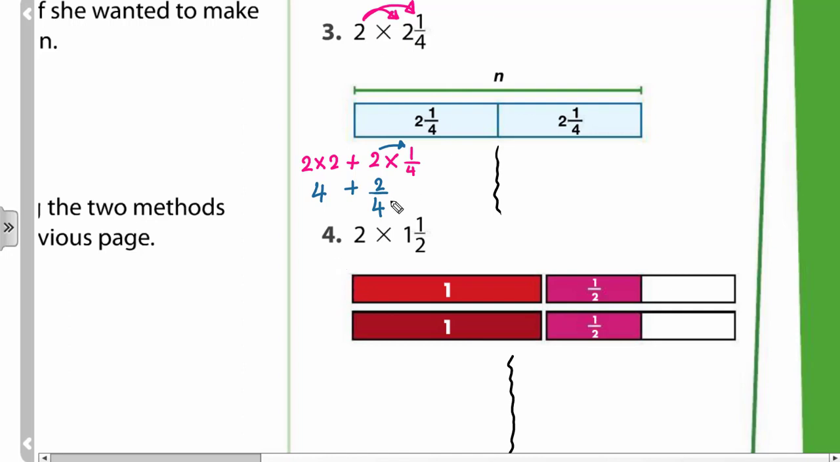2/4 is my hero. Do not change the denominator. Okay, now 4 plus 2/4 is 4 and 2/4. Okay, thank you, my hero. Good work.